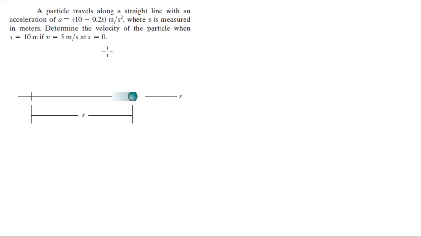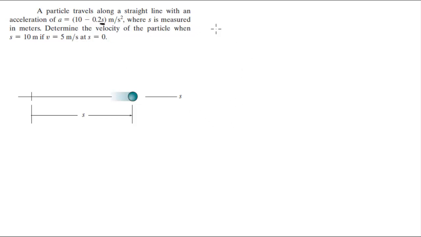Alright guys, let's do this problem where it says a particle travels along a straight line with an acceleration of a = 10 - 0.2s meters per second squared, where s is measured in meters. Notice that they're not giving us the equation with respect to t, but with respect to s. That's important. Find the velocity of the particle when s equals 10, if when v equals 5 meters per second, s is at 0.